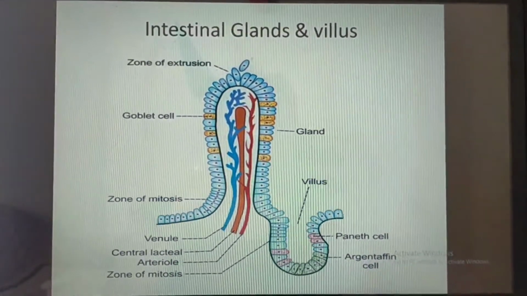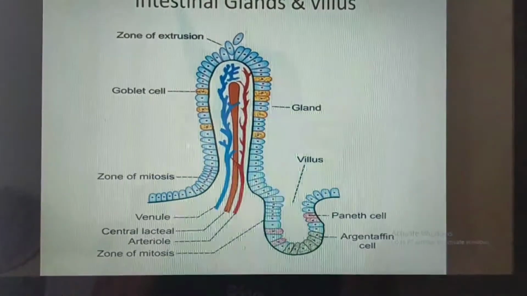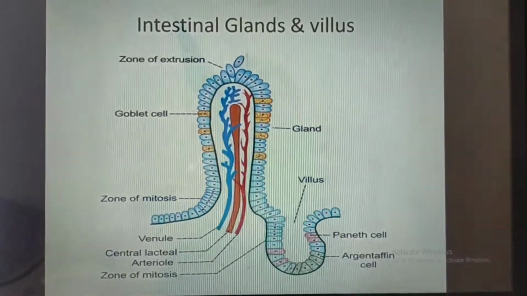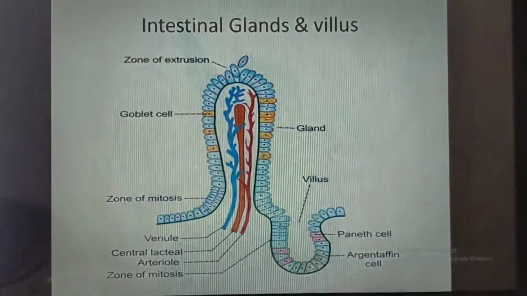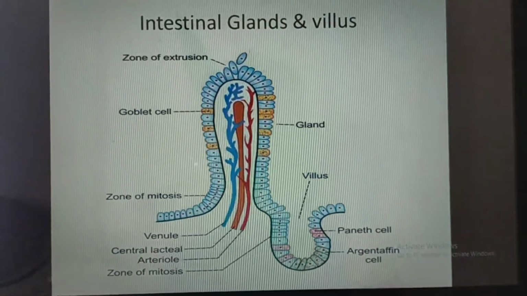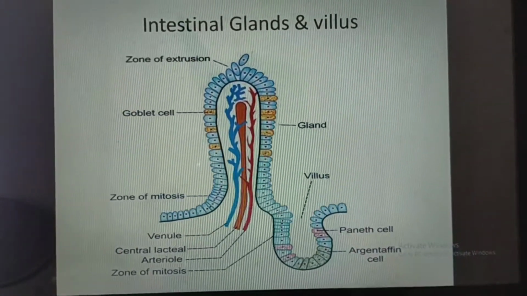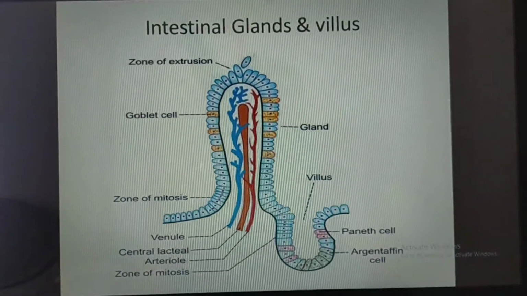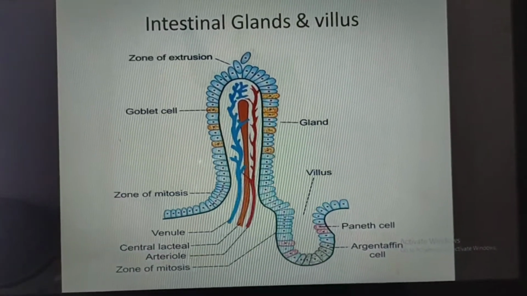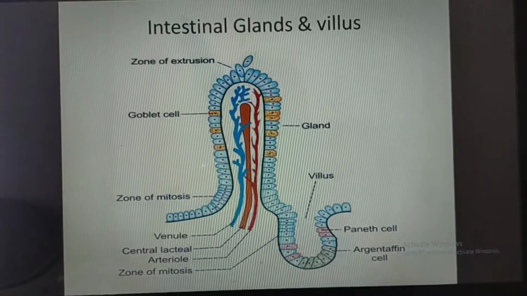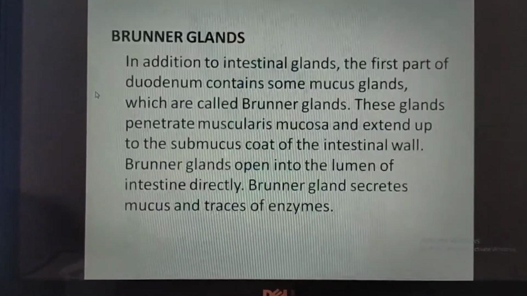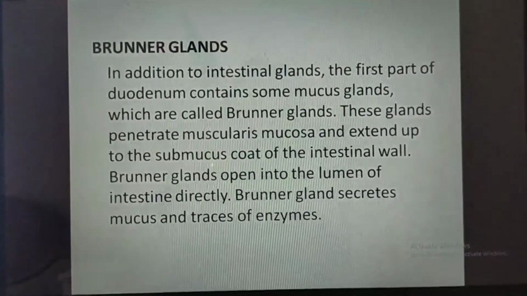So this is the figure of intestinal glands and villi. You can see the goblet cells, Paneth cells, argentaffin cells. There is a zone of extrusion, a zone of mitosis, and you can see the arterioles, villus, and glands.